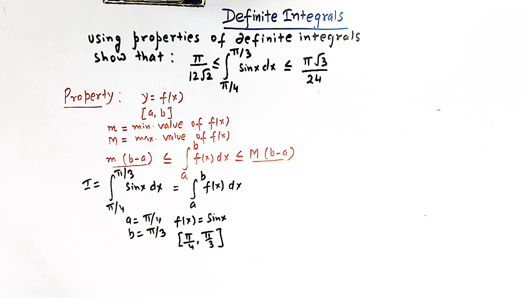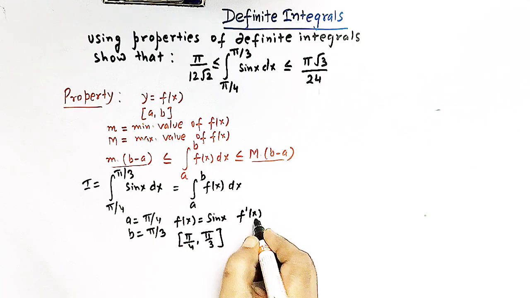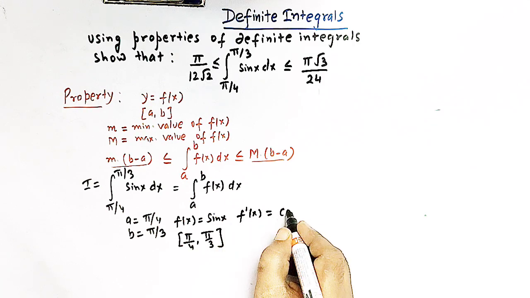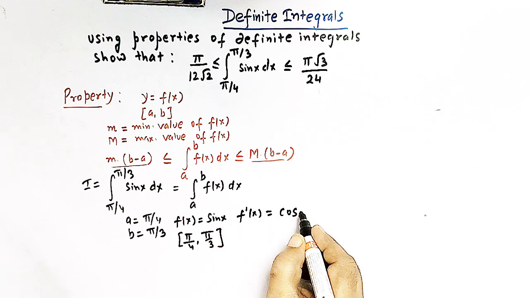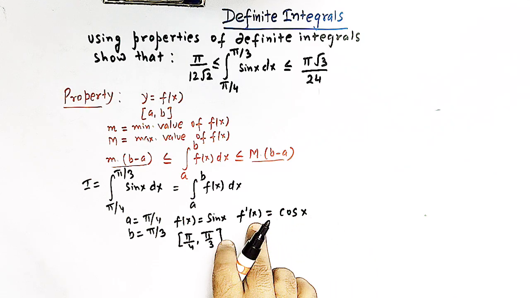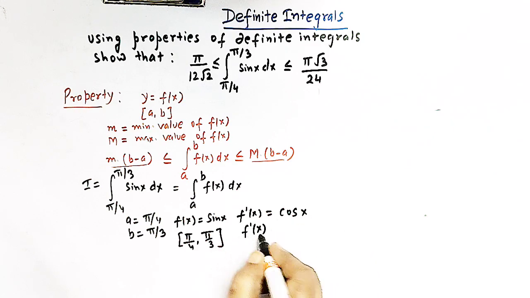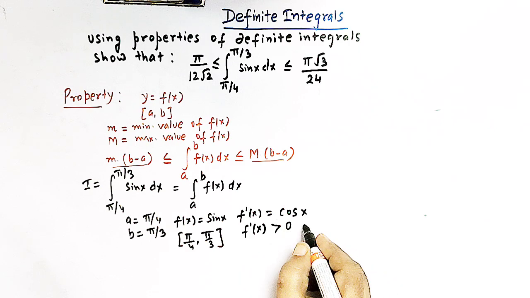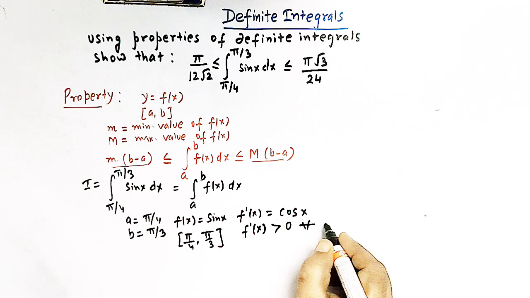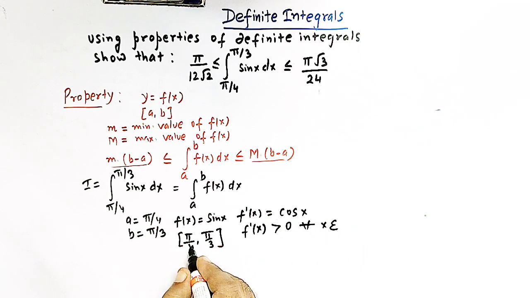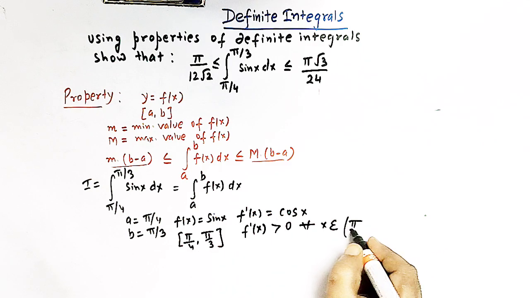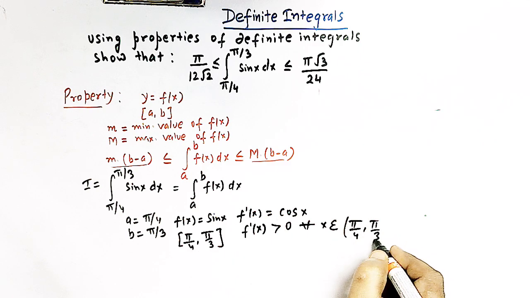And moreover, here we can easily see that this function sine of x is an increasing function in this interval, because if we find the derivative, that is f prime of x, then the derivative of sine x is cosine x, and this derivative f prime of x is greater than 0 for all values of x belonging to this interval, that is pi by 4 to pi by 3.